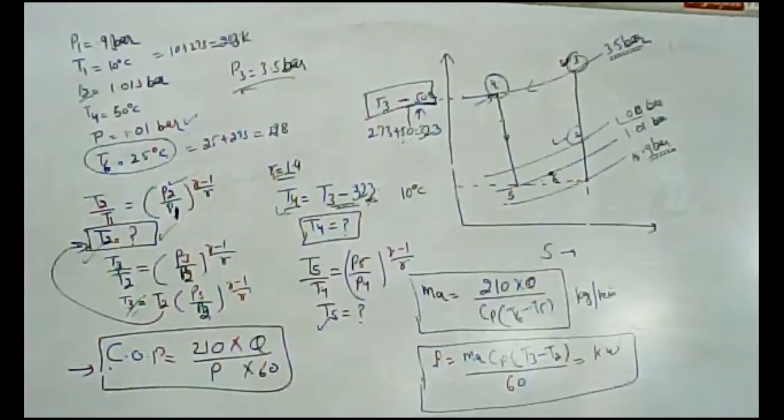551.2 kilogram per minute. Correct. Very good. And what will be the value of power? 105.8. So that will be equal to 106 kilowatt. Okay sir. Yes. Now put this value in COP. 0.33. Very good. The value is coming out 0.33.